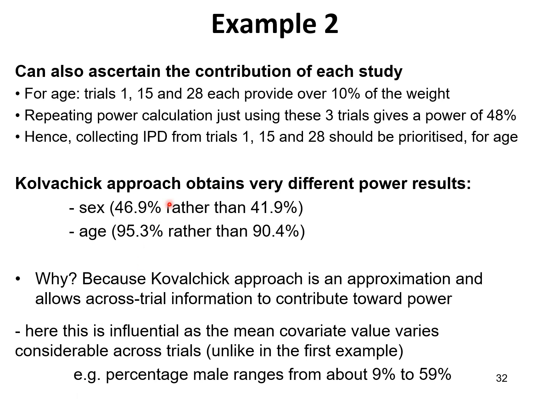We can also ascertain, again this is in advance of the IPD being collected, the potential contribution of each study. So for age, for example, trials 1, 15 and 28 each provided over 10% of the weight, and if you just did the power calculation including these 3 trials, you get a power of 48%. So over half the power is coming from just 3 trials. So that should flag to you that they are the most important trials to be getting IPD from, other things being equal about quality of trials and representativeness.